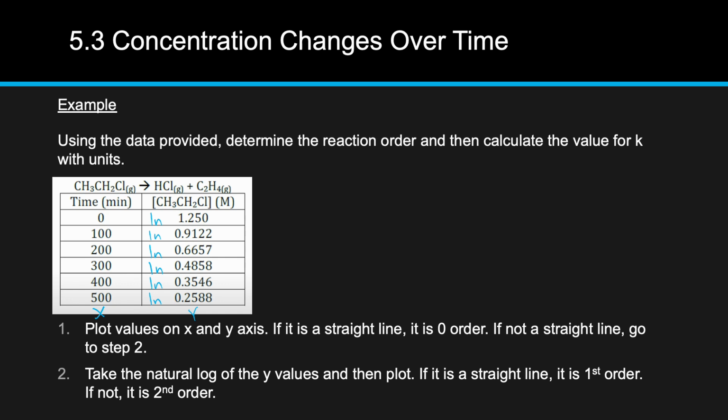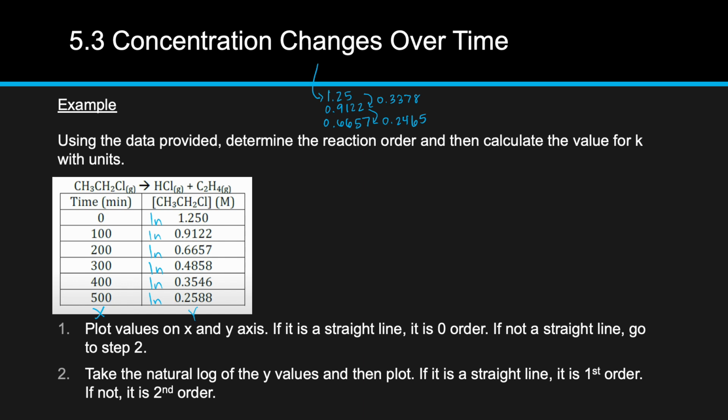So if I look at the concentration values, they are not decreasing with the same amount of concentration. I wrote it up here so I didn't get in the way of our next step. But you can see when we go from a concentration of 1.25 to 0.9122, our change is 0.3378. But then when we go from 0.9122 to 0.6657, our change is 0.265. So that is not an equal change over time. So we are going to move on to the natural log of these numbers and see if that gives us a constant change over time.